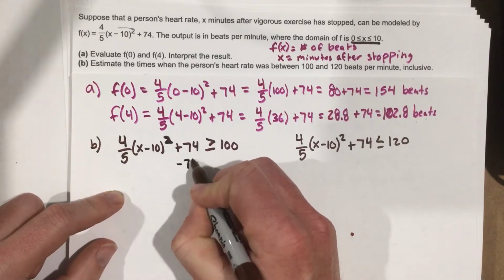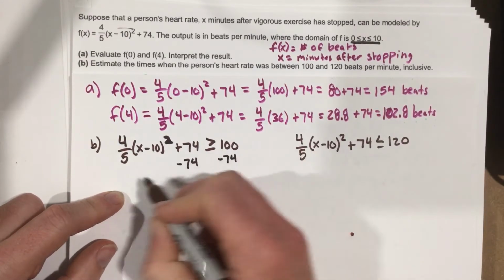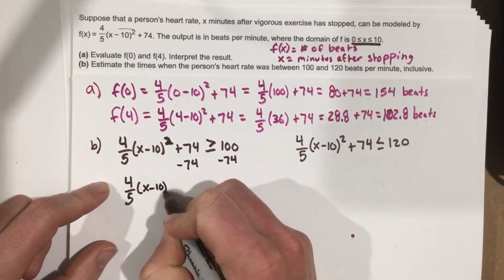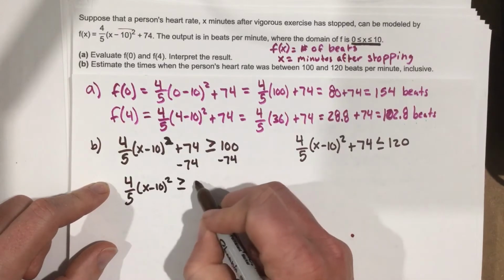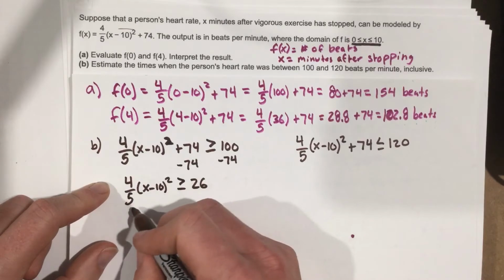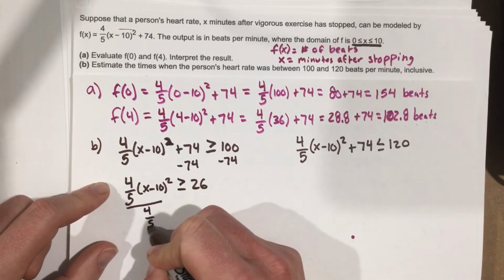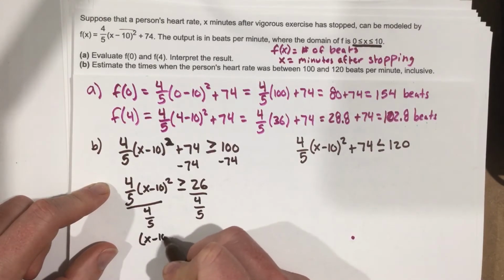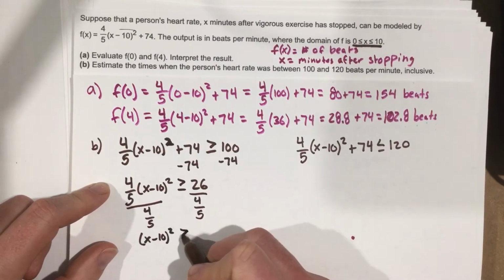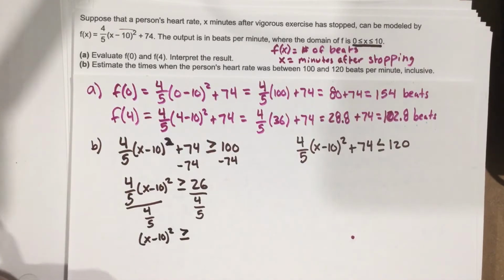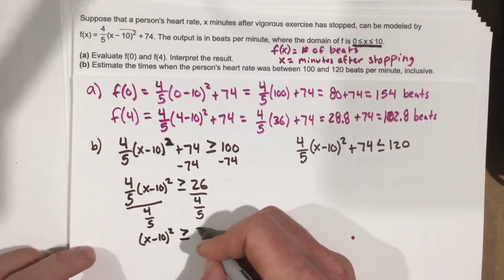So we're going to subtract 74. That's going to give you 4/5 (x minus 10) squared greater than or equal to 26. Then we're going to divide by 4/5. Divide this side by 4/5. And you'll get (x minus 10) squared greater than or equal to 26 divided by 0.8, which is 4/5, that's 32.5.